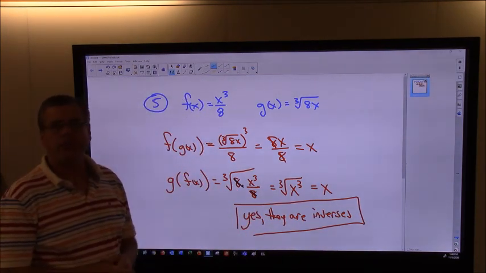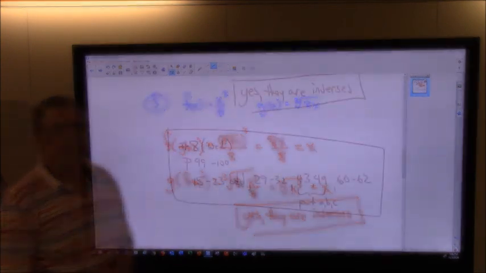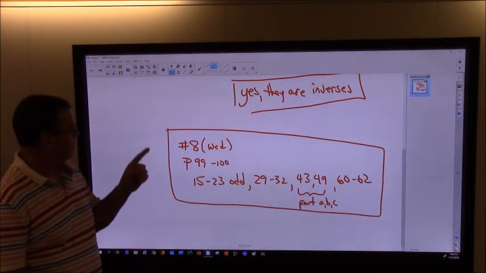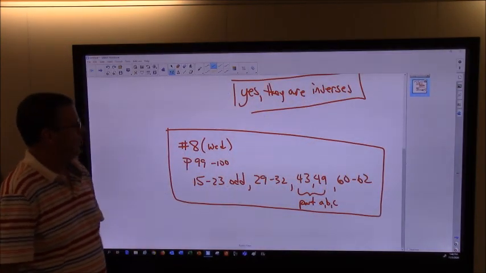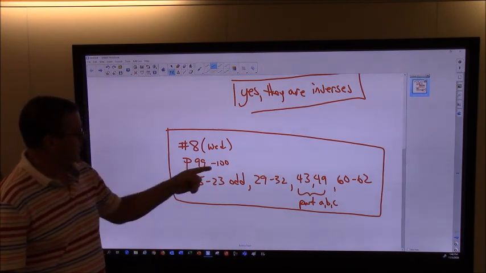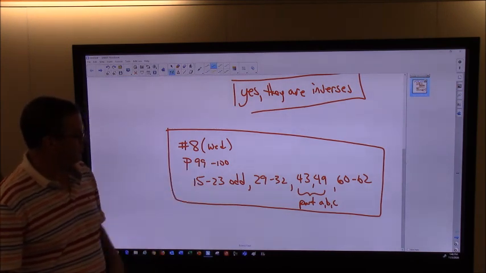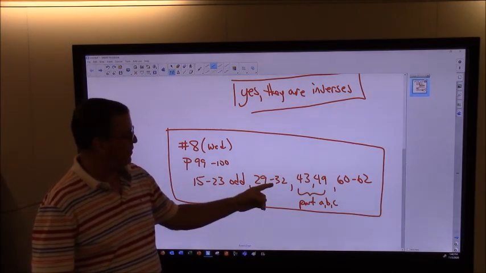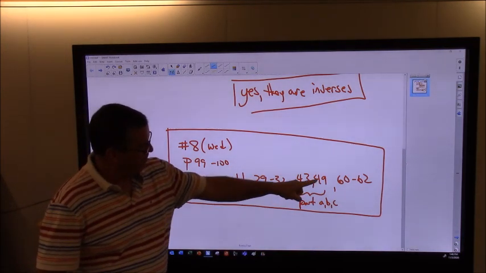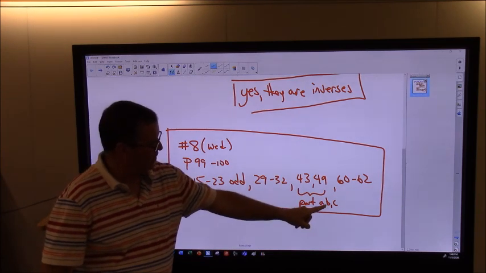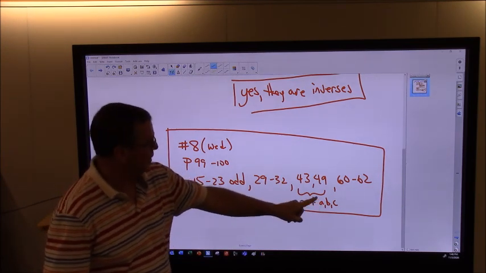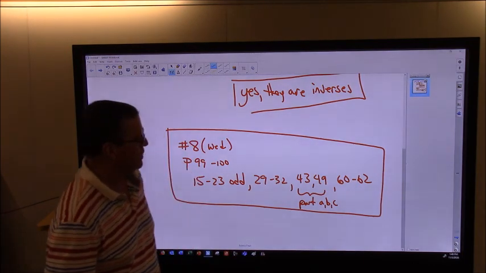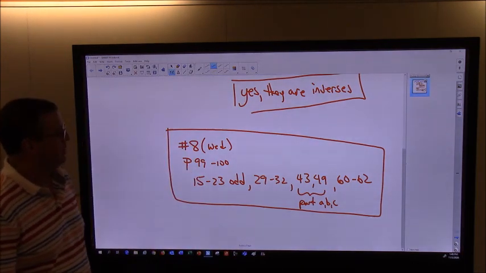All right, that's what we have for today, so let me get you guys a homework assignment. All right, so here we go. We've got assignment number 8. This is Wednesday's portion. Page 99 to 100, we're going to do 15 to 23, just the odds. 29 to 32, we'll do all of these. For 43 and 49, we're only going to do parts A, B, and C. Okay, we're not going to do part D. And then we're going to do 60 through 62. All right, there it is.